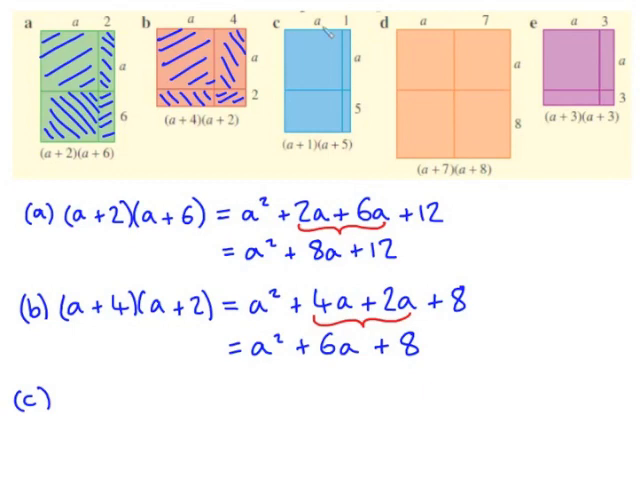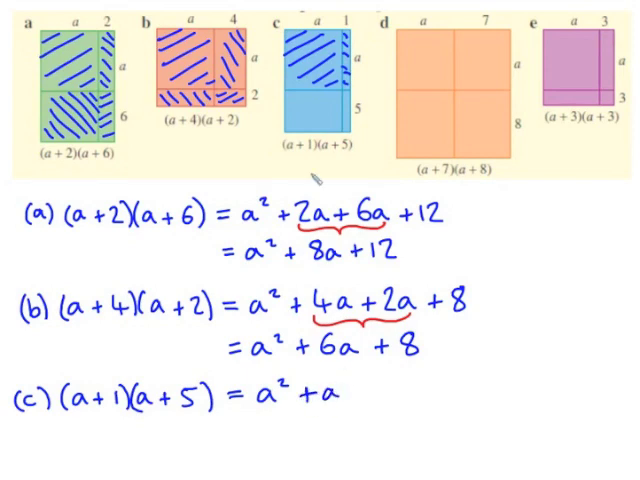The third example is A plus 1 multiplied by A plus 5. A times A is A squared. 1 times A is A. And 5 times A is 5A. 5 times 1 is 5. And A plus 5A, that's 6A.